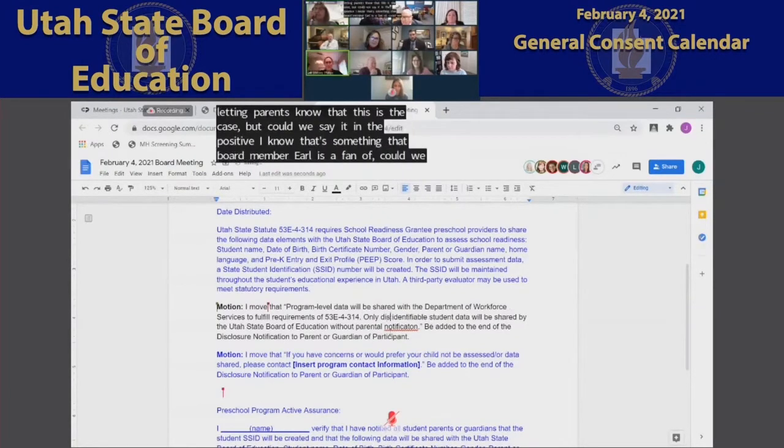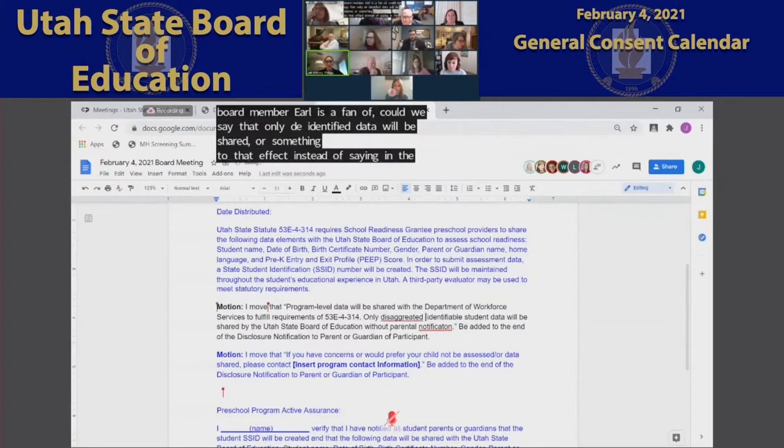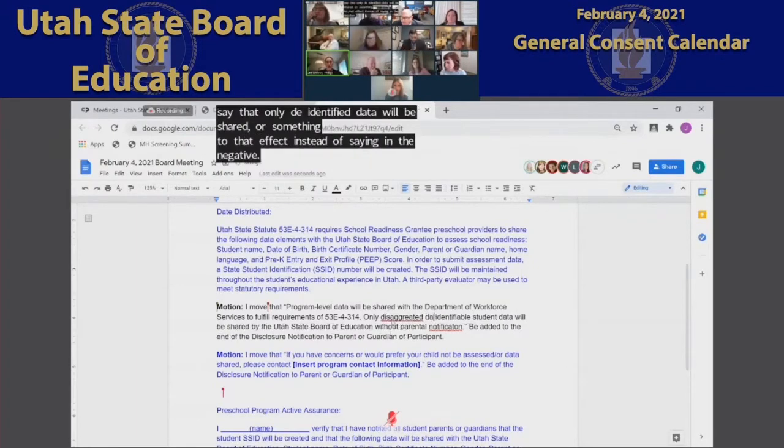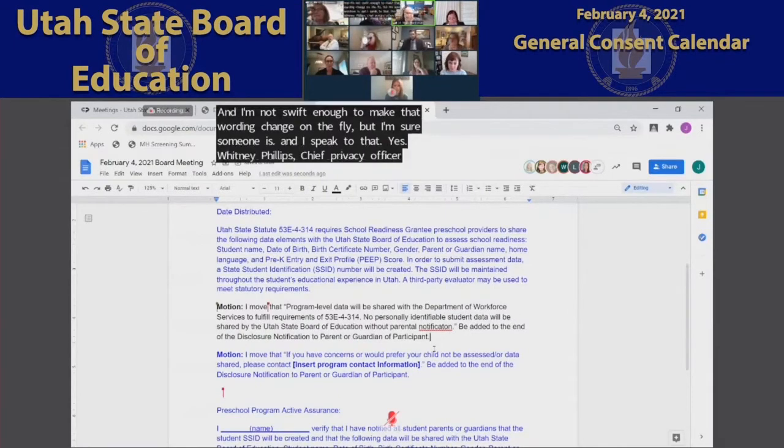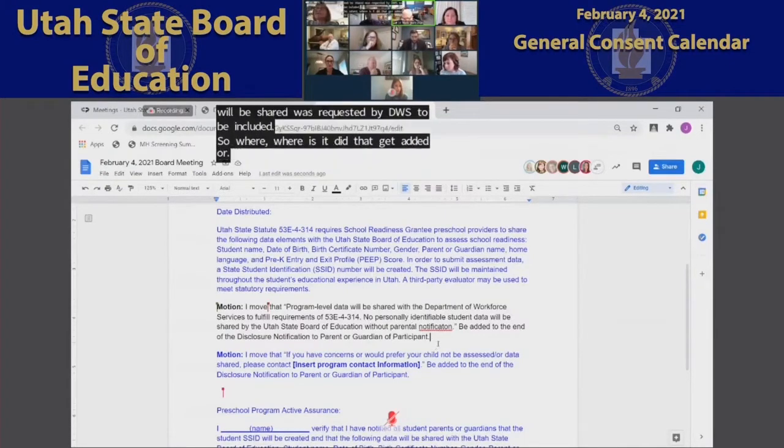Can I speak to that? Yes. Whitney Phillips, Chief Privacy Officer. That sentence, that no personally identifiable information or student data will be shared, was requested by DWS to be included. So where is it? Did that get added, or where is it then? Is it within the original motion, right there in the middle, no personal identifiable student data?